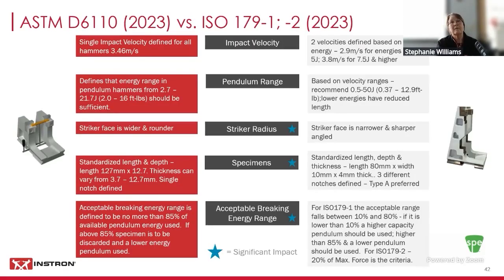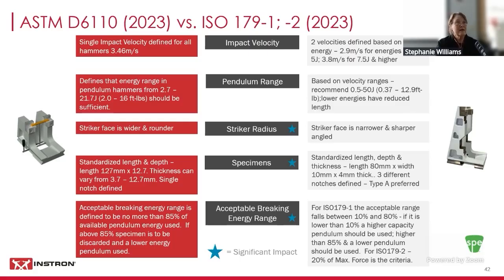So now I want to do a quick comparison here between the standards. I've highlighted with the little blue stars where we see some significant impact that can happen. As we see with impact velocity, ASTM has a single velocity, ISO 2 velocities depending on the impact capacity of the hammer. Pendulum range, so hammer range, ASTM actually defines 2, 4, 8, and 16 as being sufficient to test polymers. ASTM breaks it down a little finer. They'll go from half a joule, 1 joule, 2 joules, 5 joules, 11, 22, and up to 50.